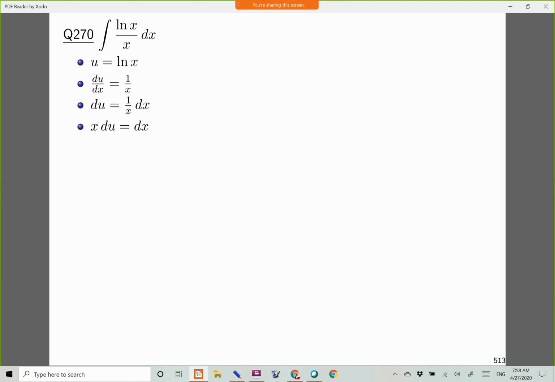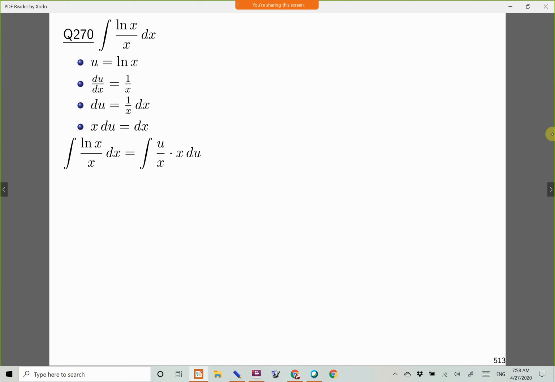So with these things, let's substitute. There's the question we had up there, the integral of ln of x over x dx. And we'll substitute, replace the ln of x with u, and replace dx with x times du. So I believe those replacements look right here. I'll have you pause and look at that for a moment. See if that looks okay to you.